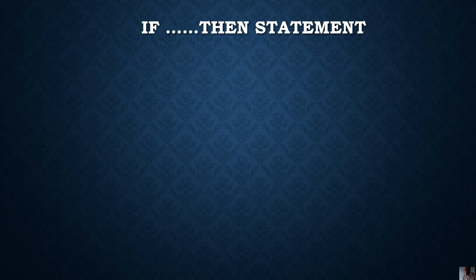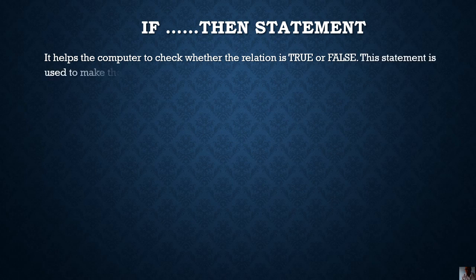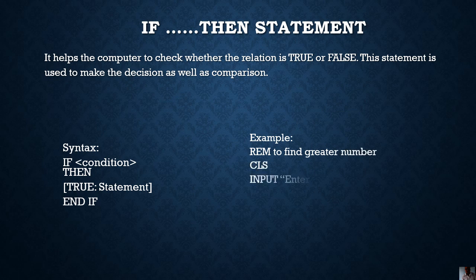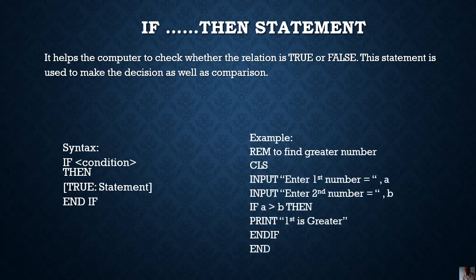Next, the if then statement. First is the if then statement. It helps the computer check whether the relation is true or false. The statement is used to make decisions as well as comparisons. Here you can see the syntax, and here the example of this if then statement.